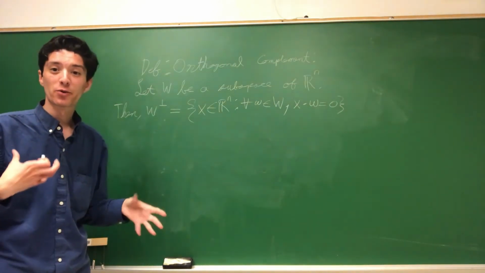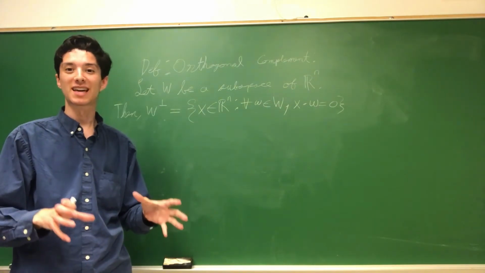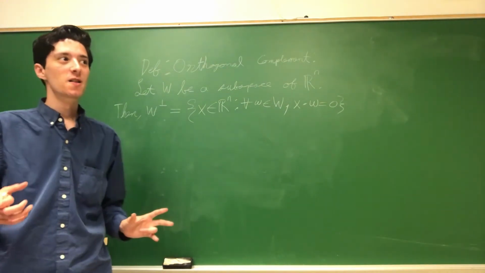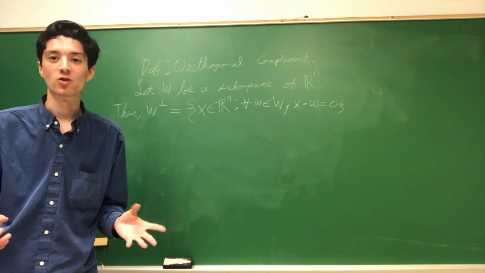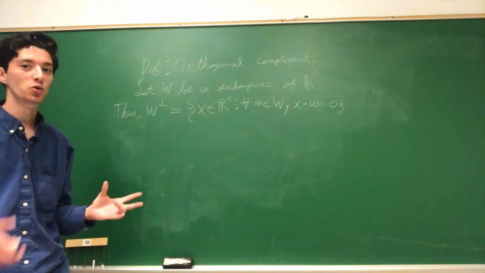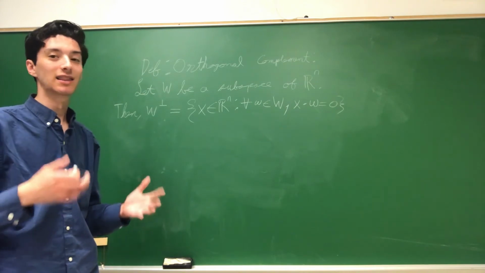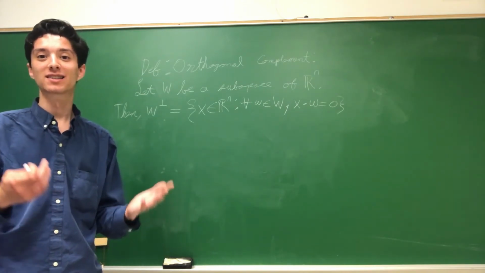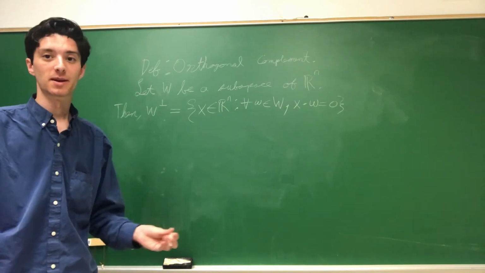So if we think about 3-dimensional space and we have a plane, right, this subspace that spans a plane, the vectors that are going to be orthogonal to every vector in this plane are going to be the normal vectors to this plane. So the orthogonal complement to a plane, or a 2-dimensional subspace, is going to be a line, or a vector space spanning a line, or a 1-dimensional subspace.